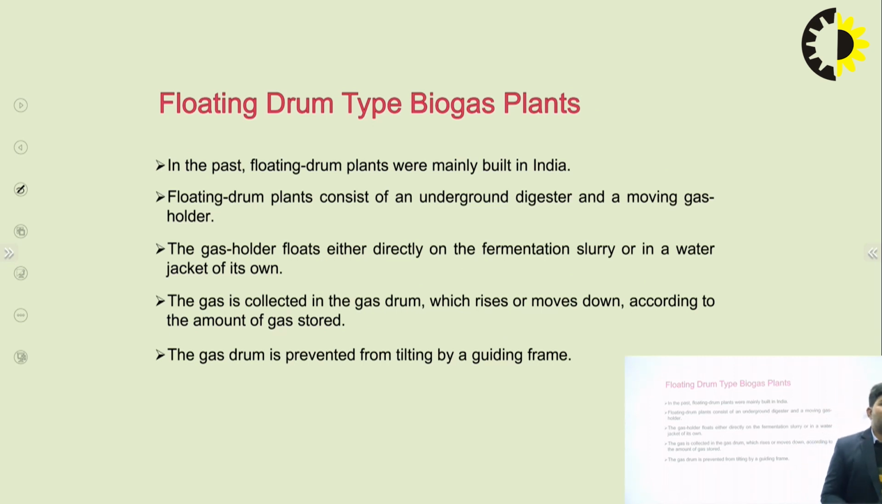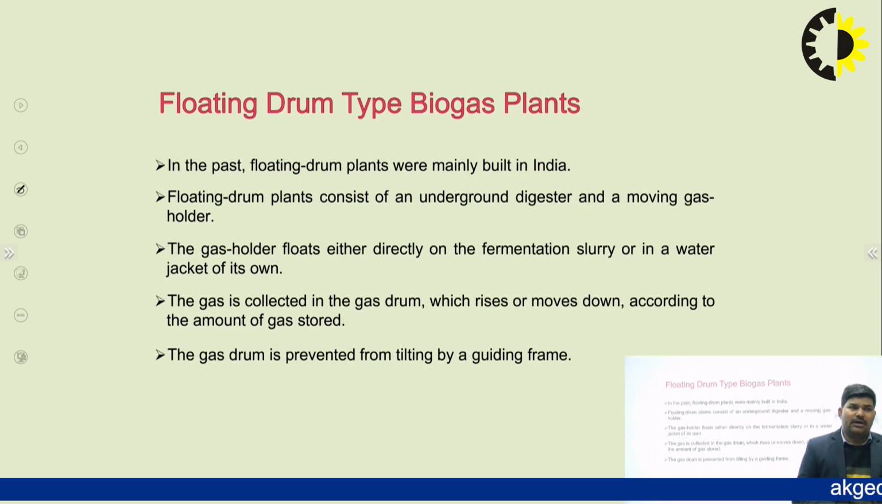Floating drum type biogas plant. In the past, floating drum plants were mainly built in India. Floating drum plants consist of an underground digester and a moving gas holder. The gas holder floats either directly on the fermentation slurry or in a water jacket of its own. The gas is collected in the gas drum, which rises or moves down according to the amount of gas stored. The gas drum is prevented from tilting by a guiding frame.